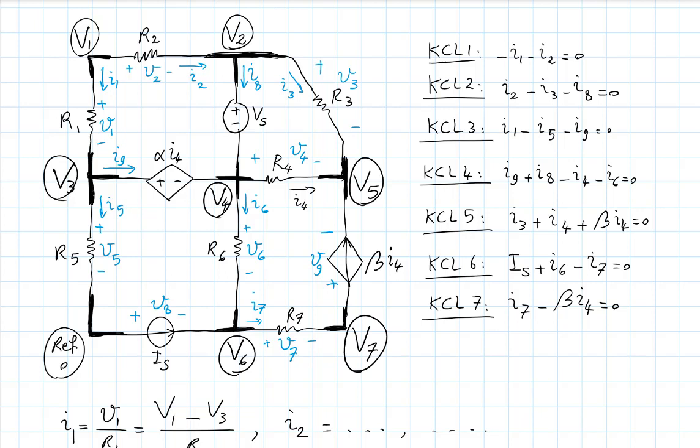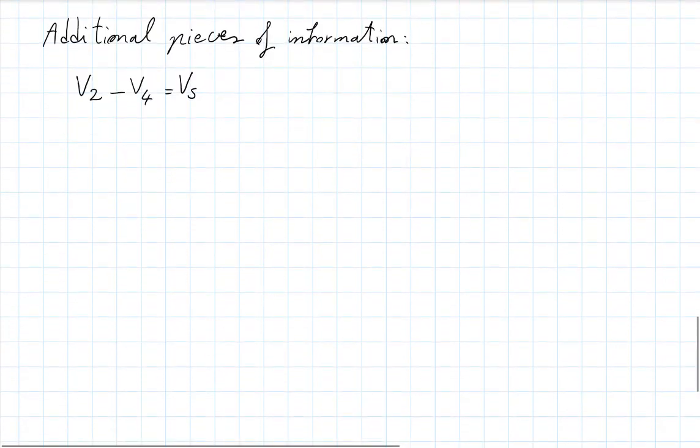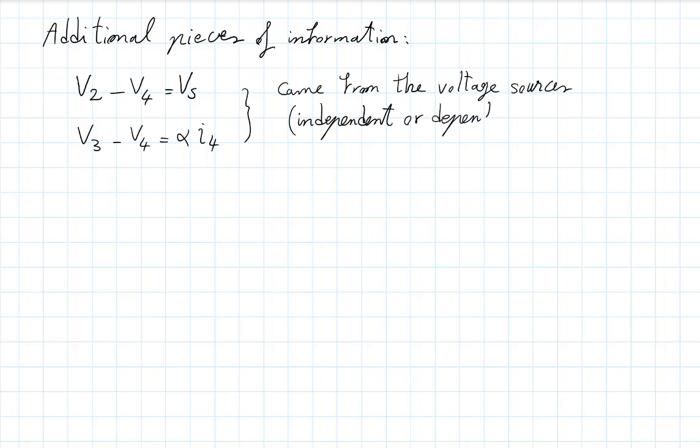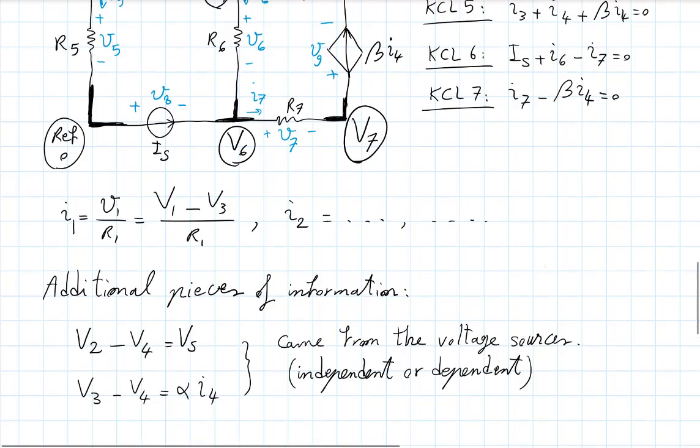The other piece is for the other voltage source. In this case, it's a current-controlled voltage source, but it's effectively in the circuit like a voltage source. And in that case, that's the difference between V3 and V4. V3 minus V4 is the voltage of this dependent voltage source, which happens to be alpha I4. So these are things that came from the voltage sources. And that could be an independent or dependent voltage source. Okay? So that's two extra equations.